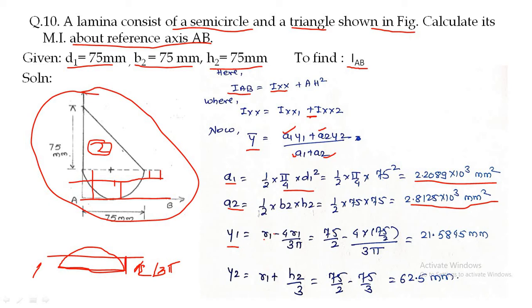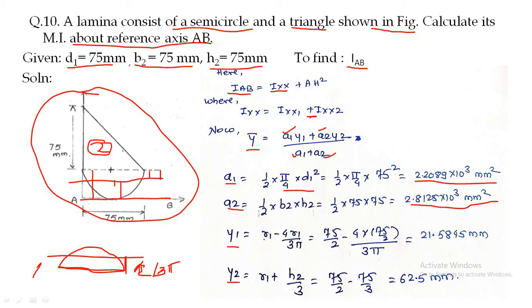Putting the value of radius in this formula, we will get y1 as 21.5845 mm. So what is this 21.5845 mm? It is the distance between the base, or the bottommost part of the whole plane, to the horizontal central axis of our semicircle, or our first plane. Now similarly we need to find y2.